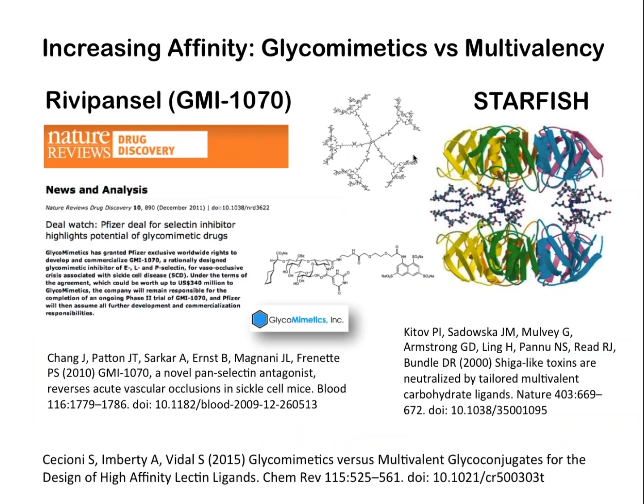When it comes to another success story in the glycomimetics field, one is definitely Rivipansel, or GMI 1070, which is an E-selectin inhibitor, and it is further developed and commercialized by a company called Glycomimetics. Development was done in Basel and in the US, by Beat Ernst and John Magnani at Glycomimetics and other people, of course. So this is one of the recent success stories. Pfizer is involved in this now, so this is very exciting in the field.